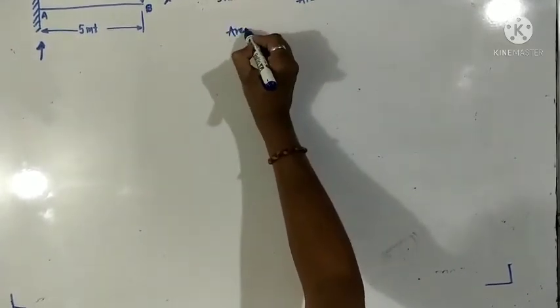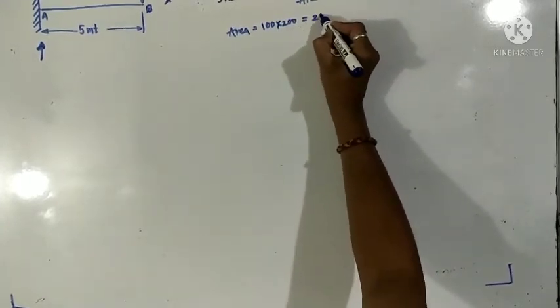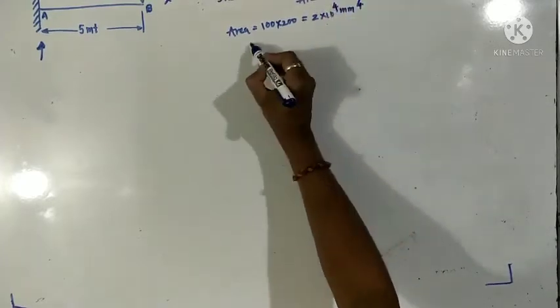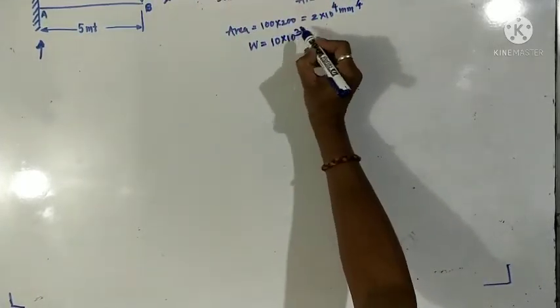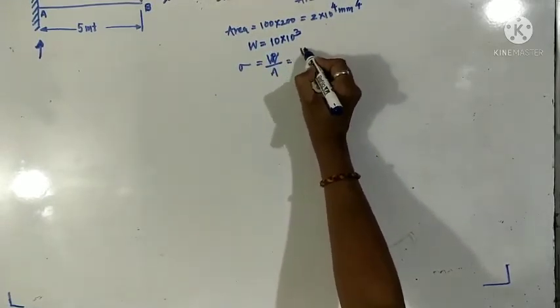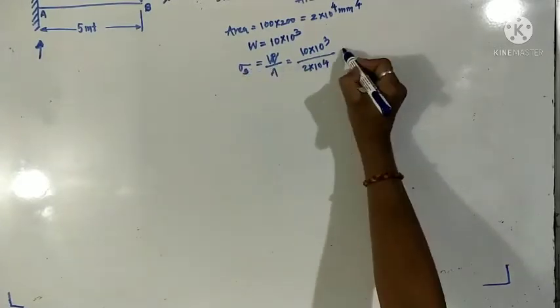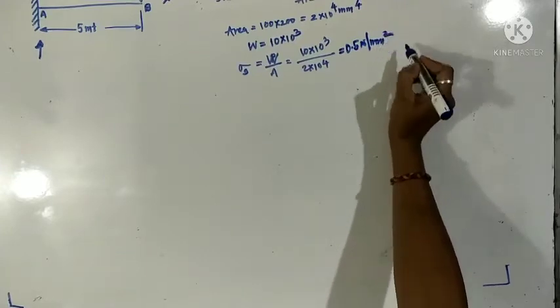The area of the beam is 100 into 200 mm, that is 2 into 10 raised to 4 mm square, whereas the load is acting downwards, that is 10 kilonewton, and sigma is given by W upon A. This is standard shear force. So we will get the answer as 0.5 Newton per mm square.